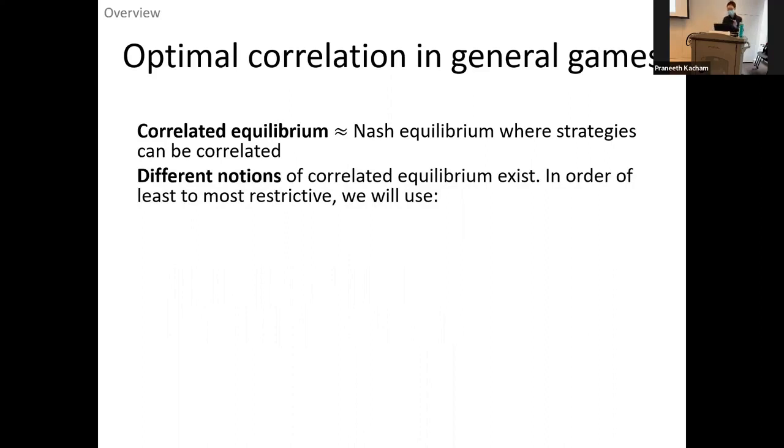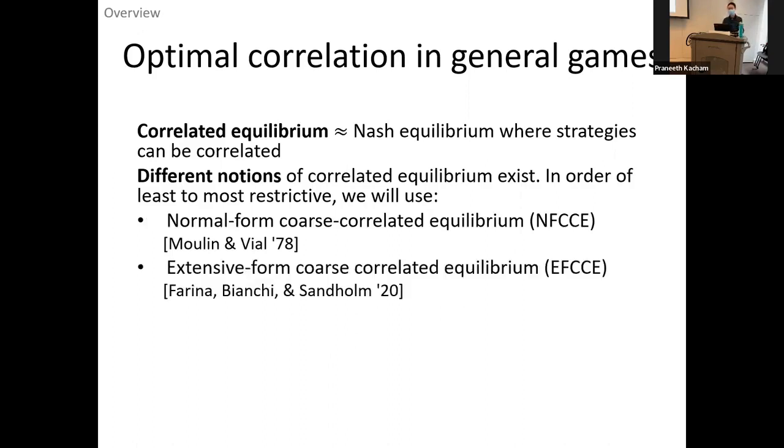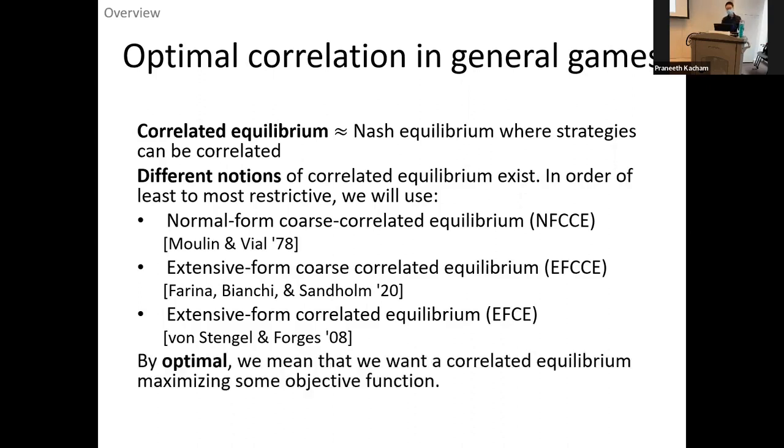The three that we'll be using are the so-called normal form coarse correlated equilibrium, extensive form coarse correlated equilibrium, and extensive form correlated equilibrium. I won't be precisely defining these now, but just to give you a sense of where we're going, we have these several different notions of correlated equilibrium that are all different, that we will all develop algorithms for using basically the same tools. And by optimal here, we mean we will want a correlated equilibrium that maximizes a given objective function.